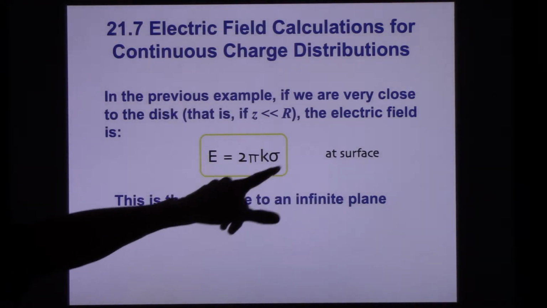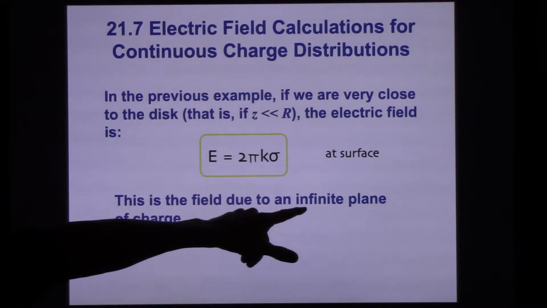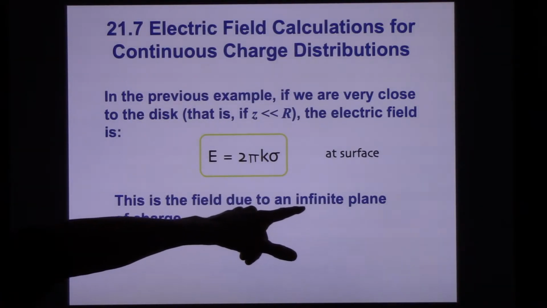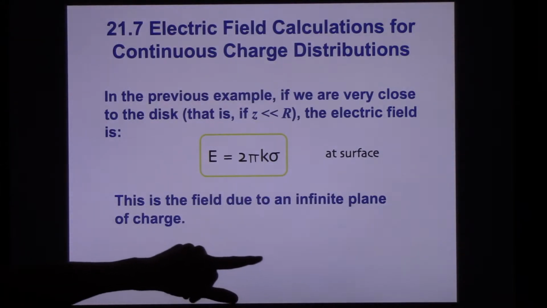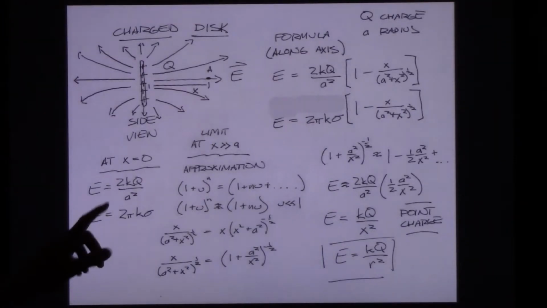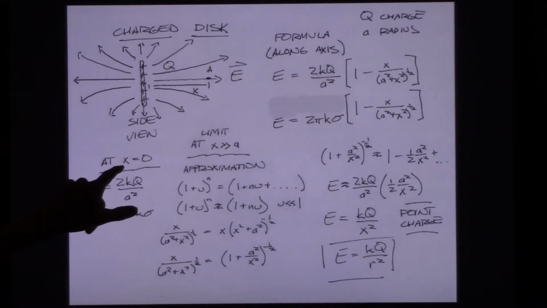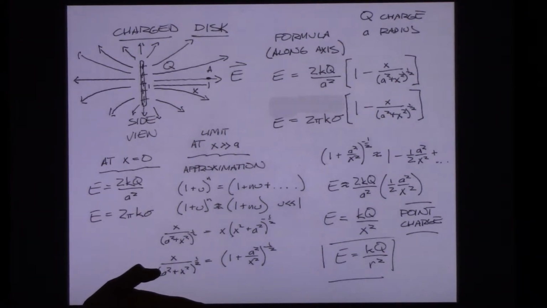Here is the electric field right at the surface. Now, again, textbooks go back and call this an infinite plane of charge. I don't like that because there's no such thing. So, an infinite plane of charge doesn't mean there's an infinite plane of charge. An infinite plane of charge means that in the limit, as x approaches 0, any finite disk of charge will look infinite.